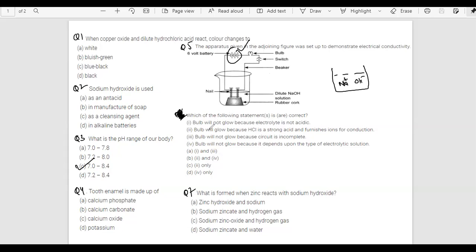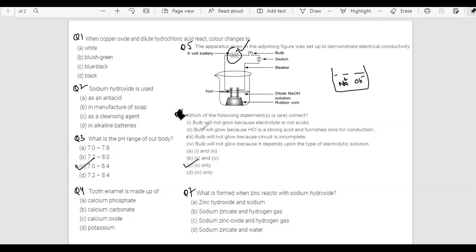So here the bulb will not glow, the bulb will not glow. The bulb will actually glow. So option B will be the same, but here in the option, sorry, the bulb will glow. The only correct option is C.